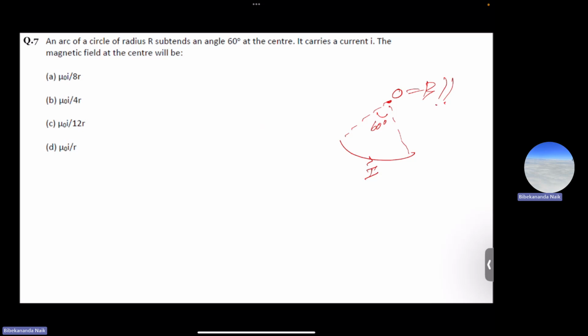The options are option A mu 0 I by 8R, option B mu 0 I by 4R, option C mu 0 I by 12R, and option D mu 0 I by R. So these are 4 options. This question is a bit simple, but the concept of the question is pretty similar to the previous question. So I'll give a few minutes to solve this question, and then we will discuss about the correct answer.